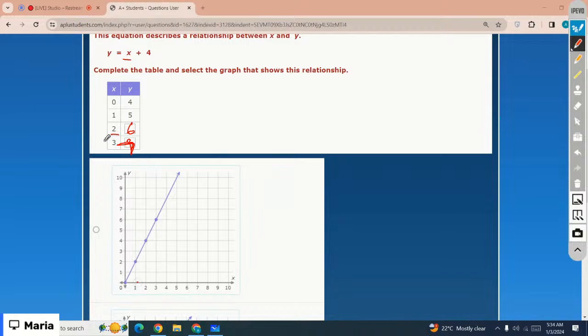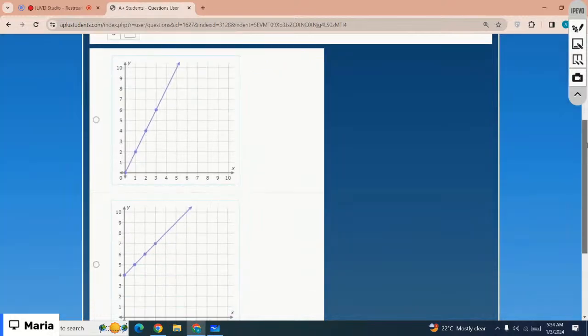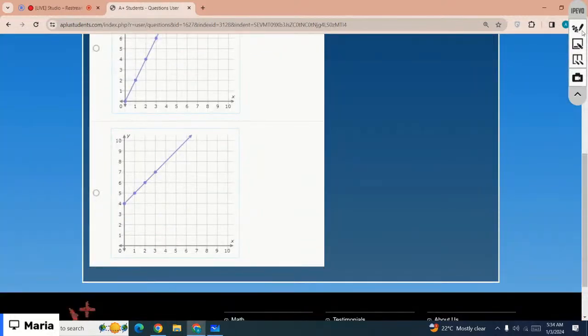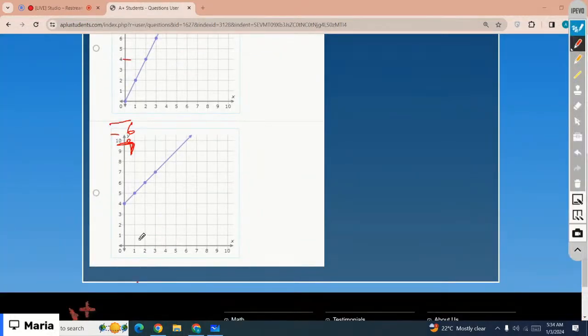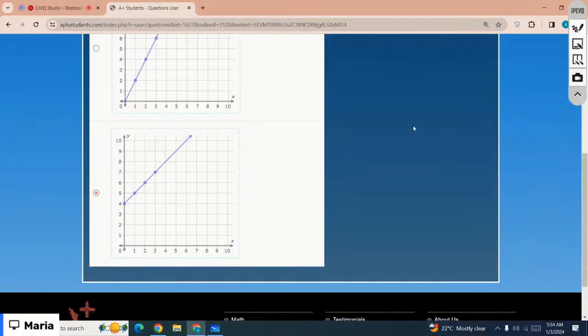X is 1, y is 2. But here, when x is 1, y is 3, so the first option is not the correct option, right? Here you have x is 1, y is 5, x is 2, y is 6. Option number 2 is the correct option. Got it? The correct one is option number 2.